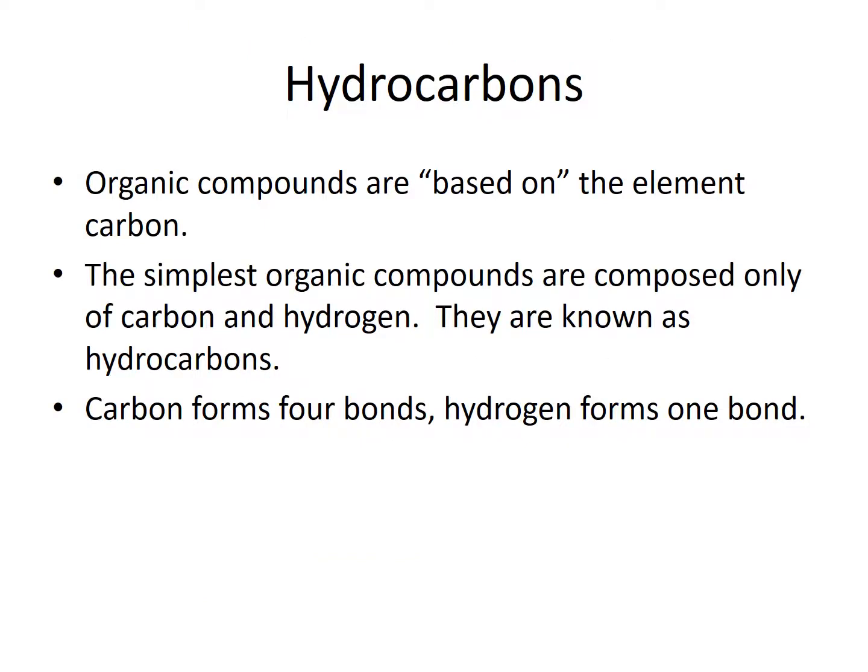Organic compounds are based on the element carbon. Carbon can be joined together in millions of different ways. That's literally true. There are more than 10 million known organic compounds. We're going to look at some of the simplest ones, especially those that contain only carbon and hydrogen, which are called hydrocarbons. Carbon always forms 4 bonds.